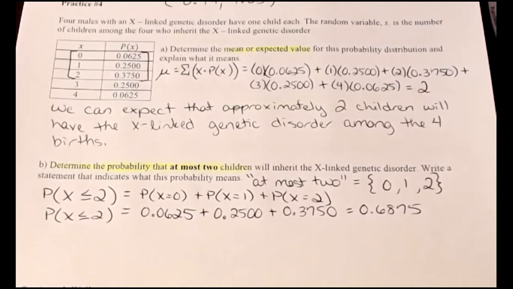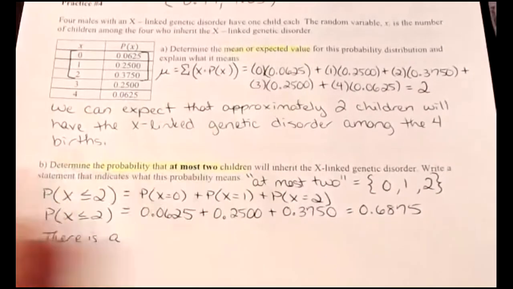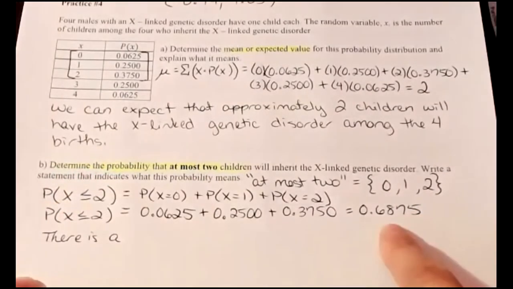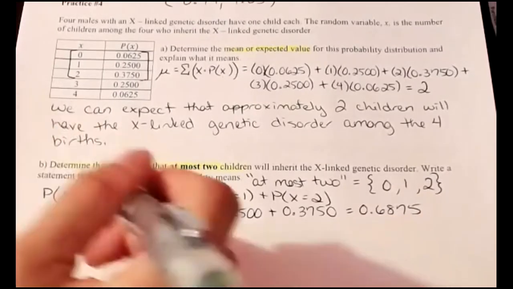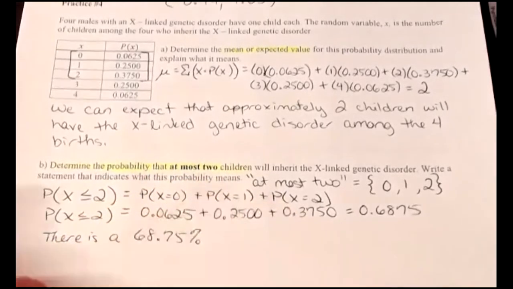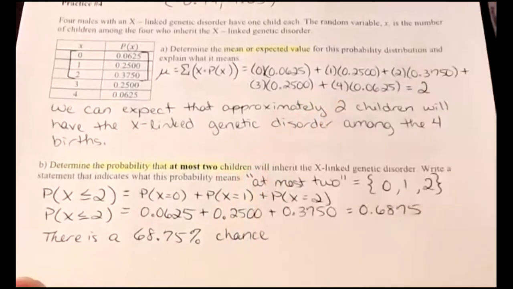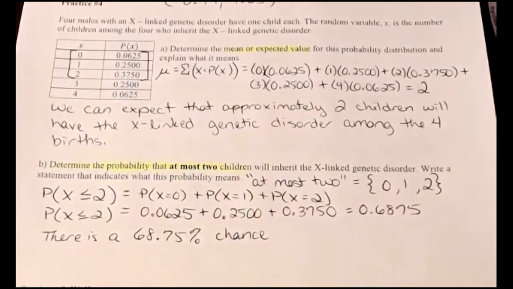So I'm going to write the following. Remember, if you want to convert a decimal to a percentage, you simply move the decimal 2 places to the right, which is the same as multiplying by 100. So there is a 68.75% chance. You see how we turn this into a percentage and now it's kind of clear what's happening.